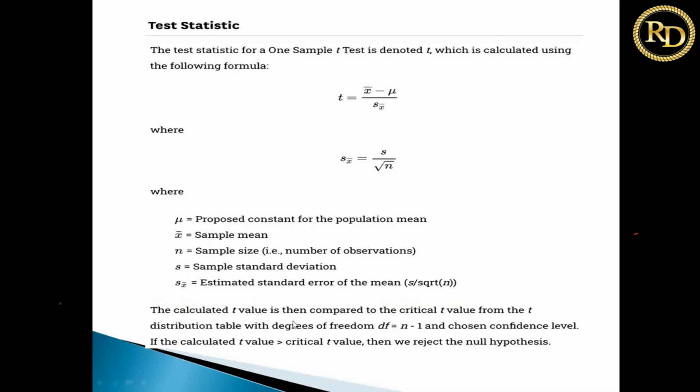The calculated t value is then compared with the critical value, which is also known as the tabulated value, from the t distribution table with the degrees of freedom, say n-1, and the chosen confidence level, that is 5% say. So if the calculated t value is greater than the critical t value, then we reject the null hypothesis, and we will conclude that the sample mean is not equal to the population mean.